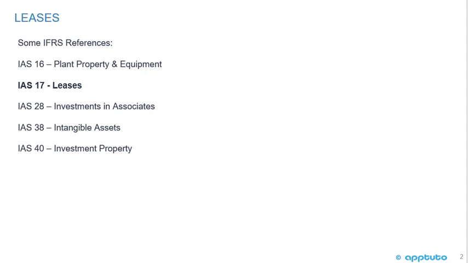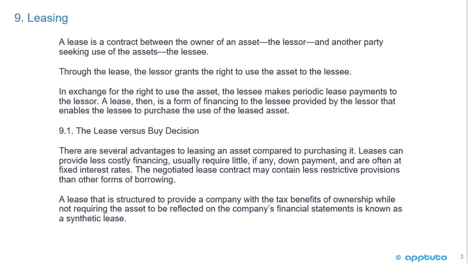Now we're going to be looking at leases, which falls under IAS 17. Leasing. A lease is a contract between the owner of an asset, the lessor, and a party seeking use of the asset, the lessee. Through the lease, the lessor grants the right to use the asset to the lessee. In exchange for the right to use the asset, the lessee makes periodic lease payments to the lessor. A lease, then, is a form of financing to the lessee provided by the lessor that enables the lessee to purchase the use of the leased asset.